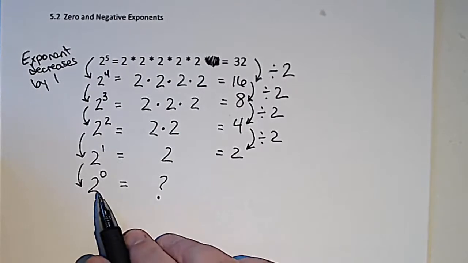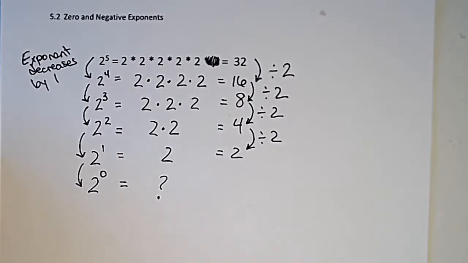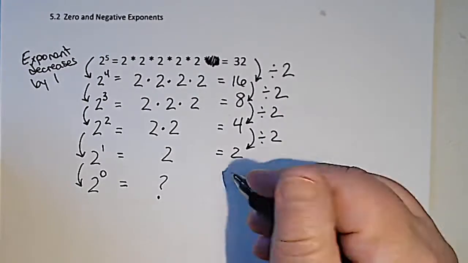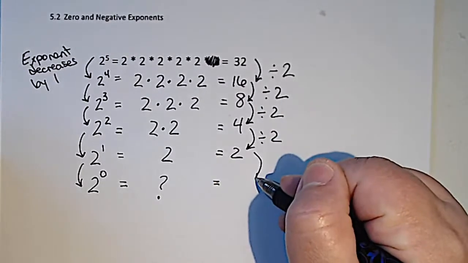Because, you know, if you say you have 0 2's multiplied together, I would say, I don't know what that would be. What else is there? So let's take a look. Now, this is where things get interesting.